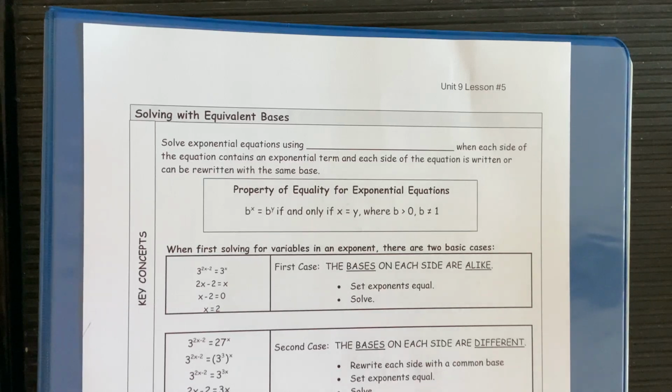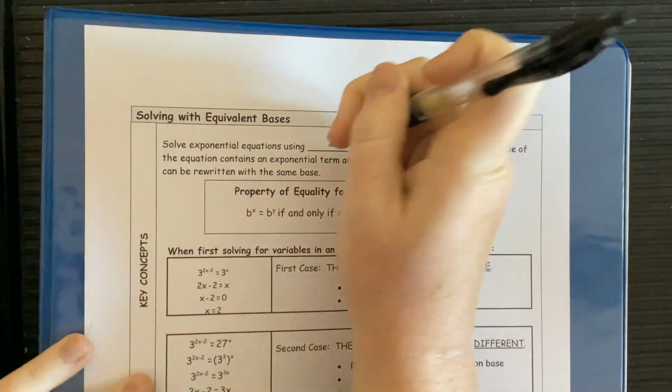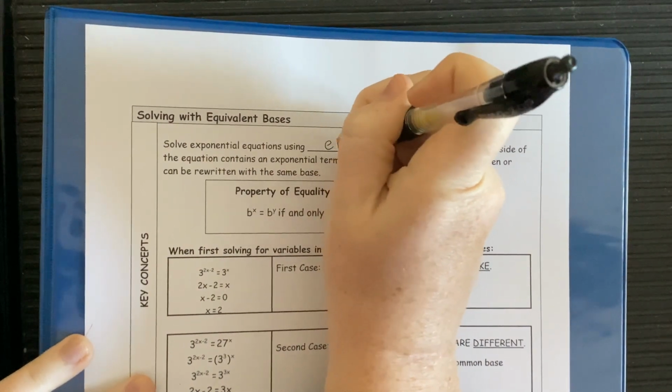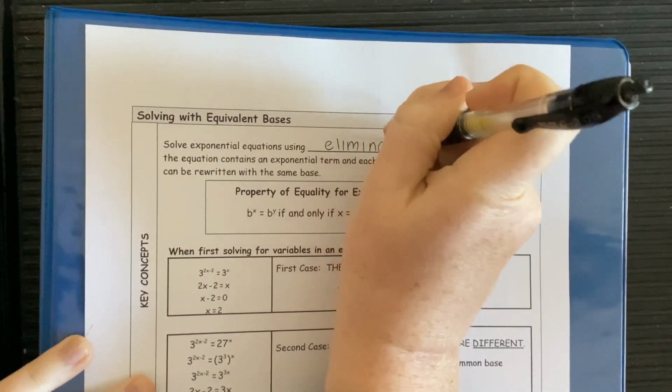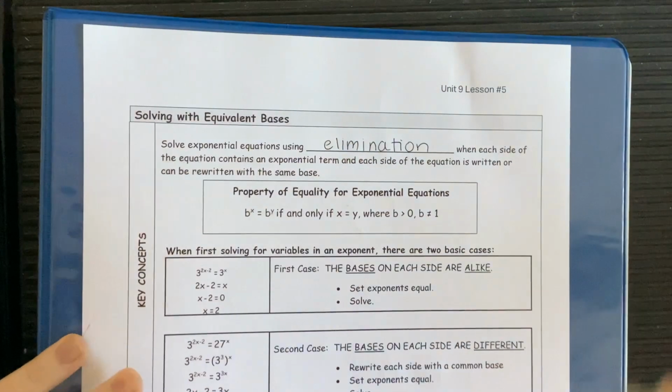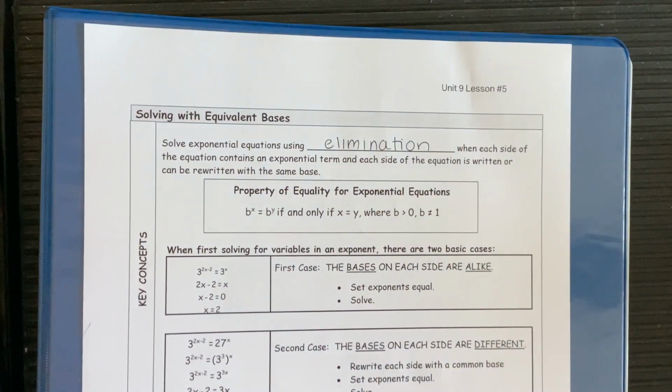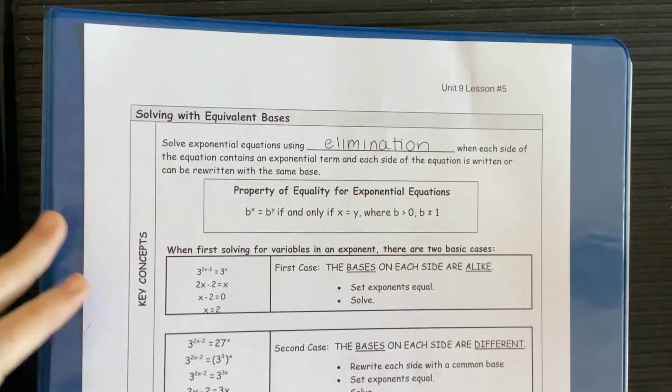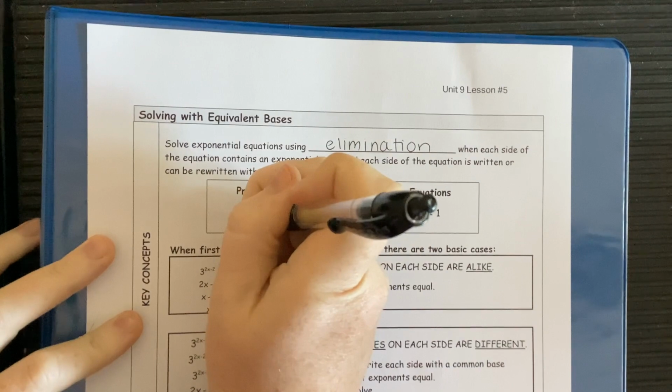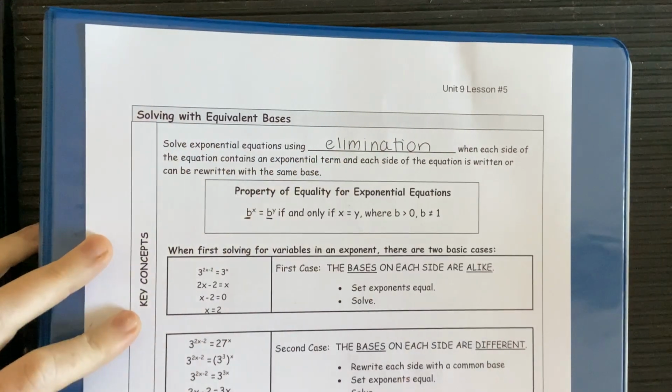Okay, last video, last lesson in the unit. So we're going to talk about solving with equivalent bases. So you're going to solve exponential equations using elimination when each side of the equation contains an exponential term and each side of the equation can be rewritten with the same base. So basically what that means is that you're going to be given equations and you need to make sure that these bases are the same.